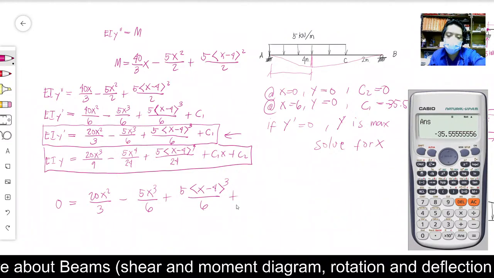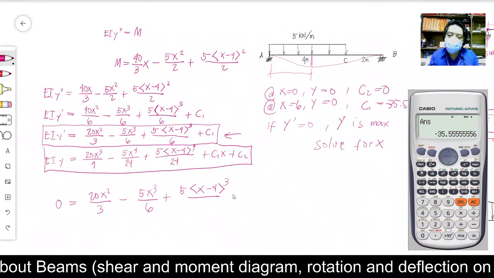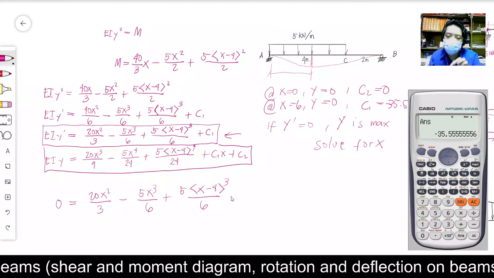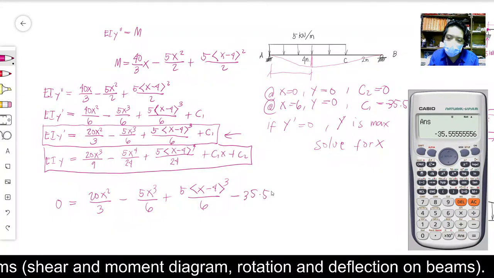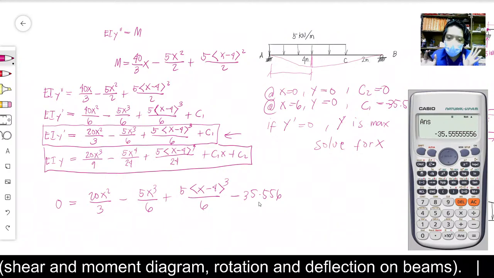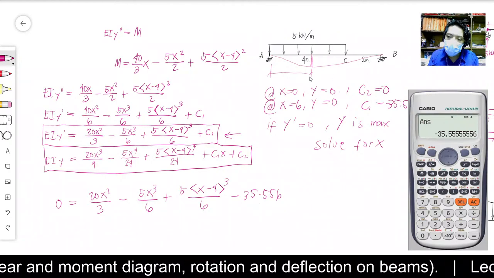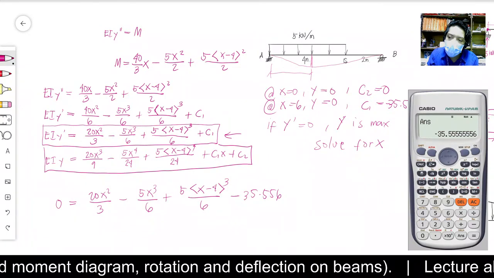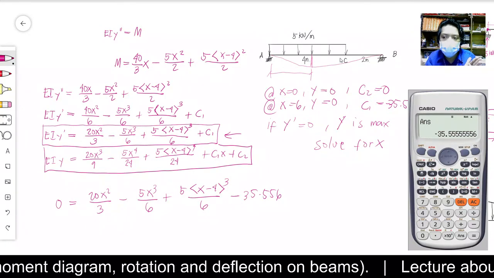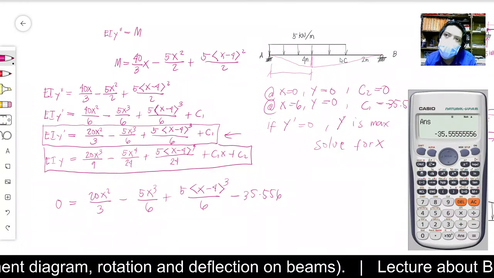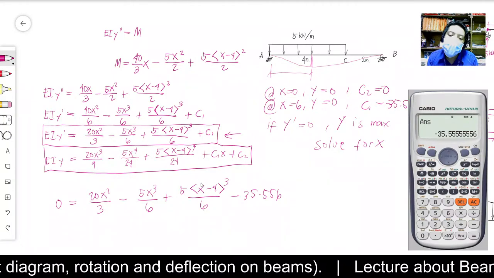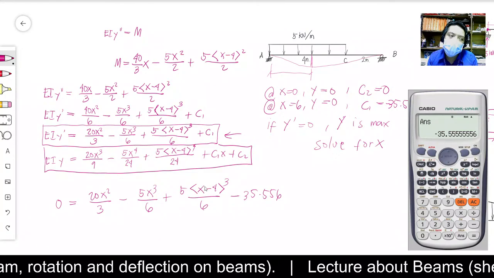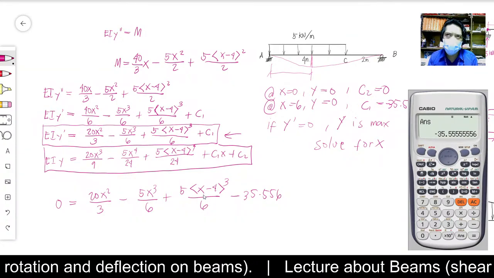that is negative 35.556. But be careful, because we know that the maximum deflection is somewhere in between A and C. That means the value of x is less than 4. When x is less than 4, take note here, the term with x minus 4 becomes negative, so it should be disregarded.